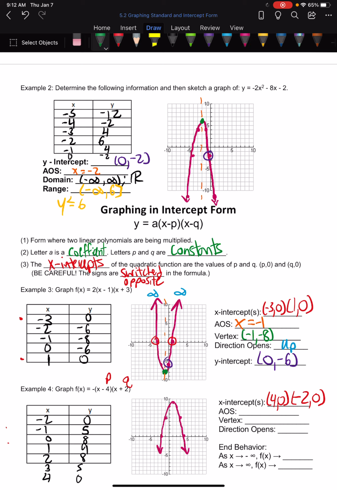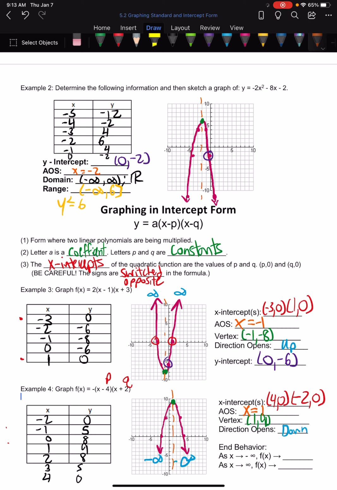Let's look for my vertex. So first off, if I look at this parabola, it is a downward facing parabola, so the direction opens down. In end behavior here, as x approaches negative infinity, my y value is approaching negative infinity. As x approaches positive infinity, my y value is still approaching negative infinity. So now we can look at our vertex. In this case, it should be our maximum point, which is up here at 1, 9. And our axis of symmetry is going to pass through that vertex, so it's going to be the vertical line passing through that vertex, which is going to be x equals 1.